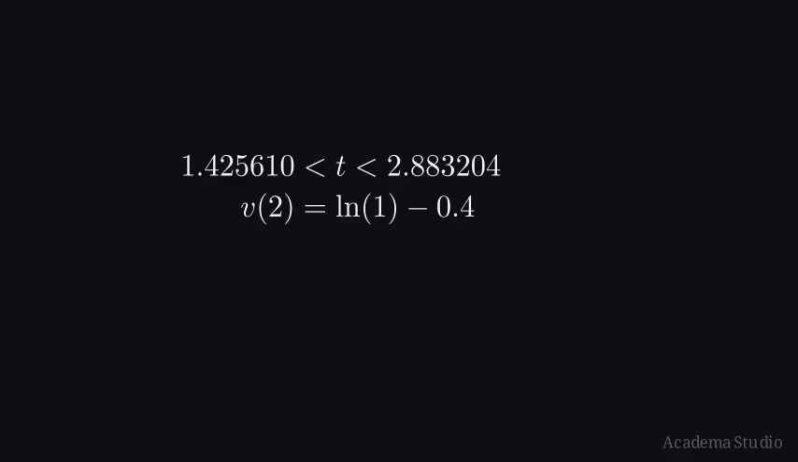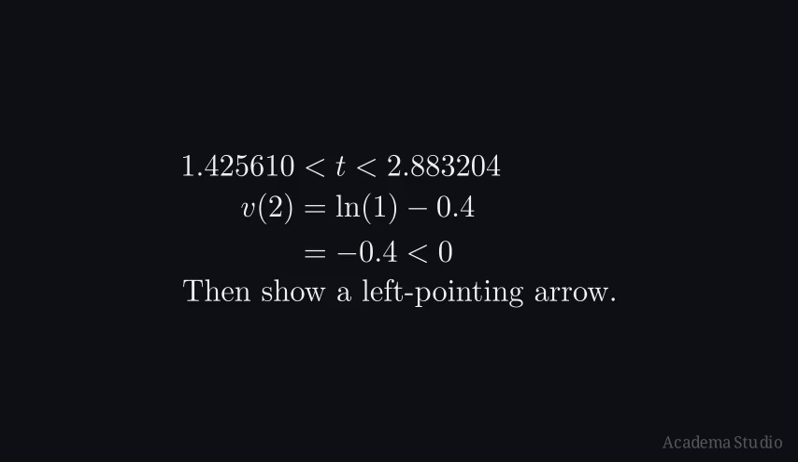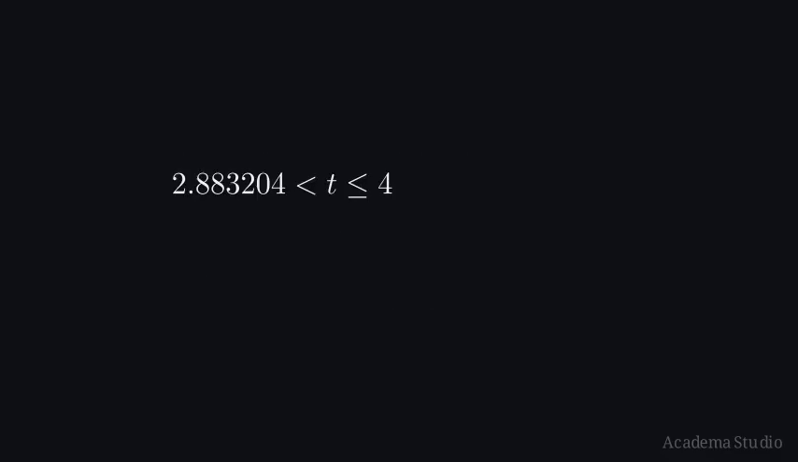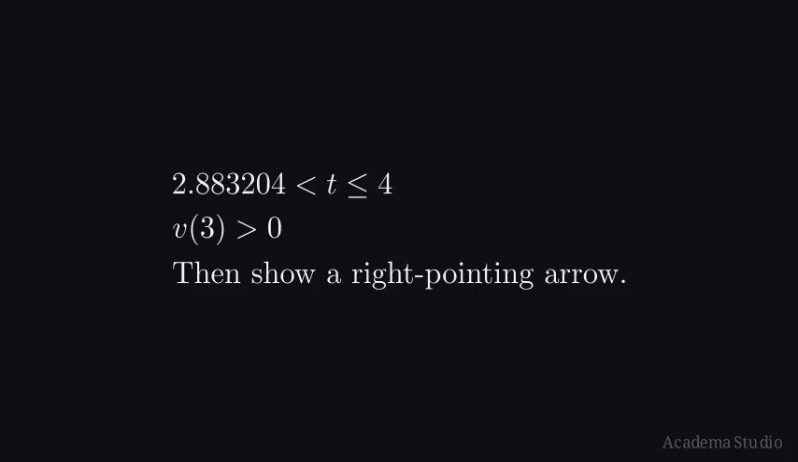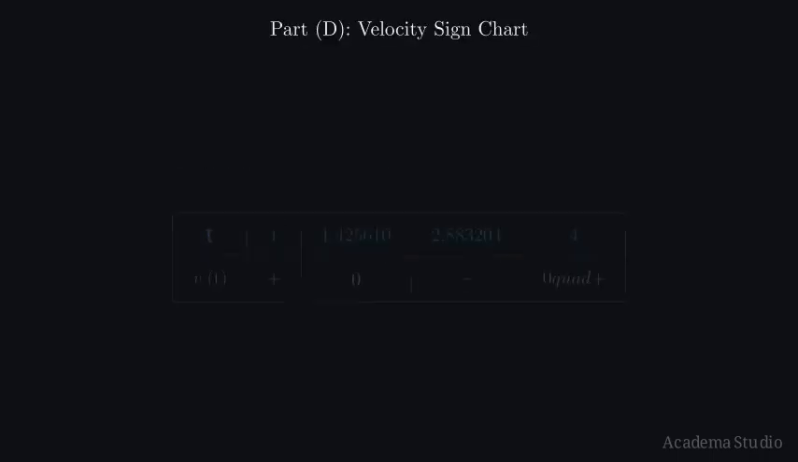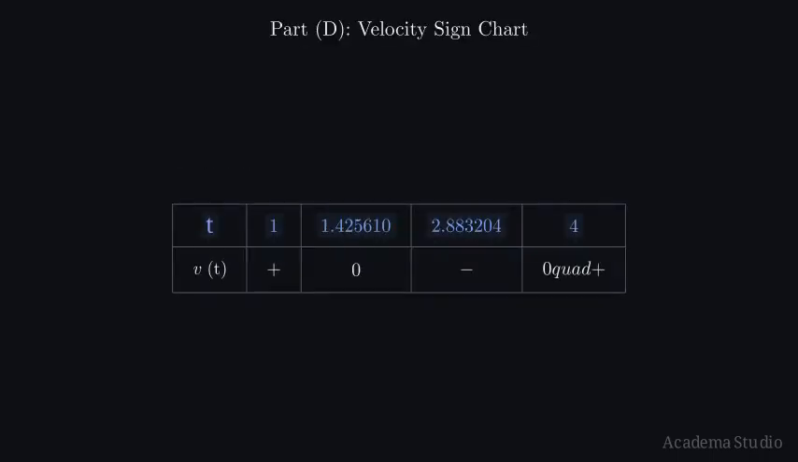v2 equals natural log of 1 minus 0.4, which equals negative 0.4, less than 0. On the middle interval, the velocity is negative, so the particle moves to the left. For 2.883204 less than t less than or equal to 4, v3 is greater than 0. On the final interval, the velocity is positive, so the particle moves to the right again. The particle moves right, then left, and then right.